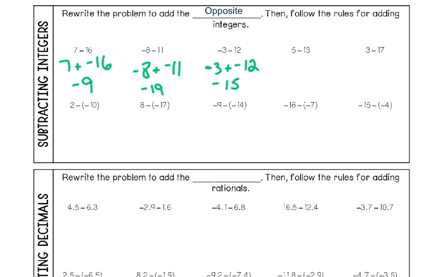You definitely want to try the rest by yourself and then go through, press play, and check. So pause now to try the rest by yourself within this section and then press play when you're ready to check. Okay, so by now you should have tried all these. So we're going to go ahead and do 5 minus 13.